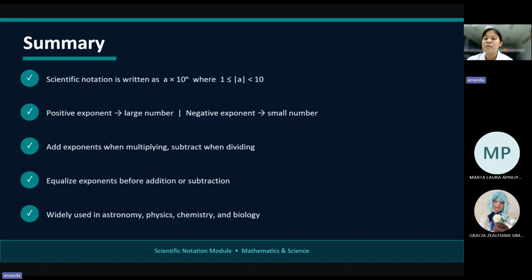Third, when multiplying numbers in scientific notation, we add the exponents. Fourth, when dividing, we subtract the exponents. Fifth, for addition or subtraction, we must first make the exponents equal, then operate on the coefficients. And finally, scientific notation is widely used in astronomy, physics, chemistry, and biology.